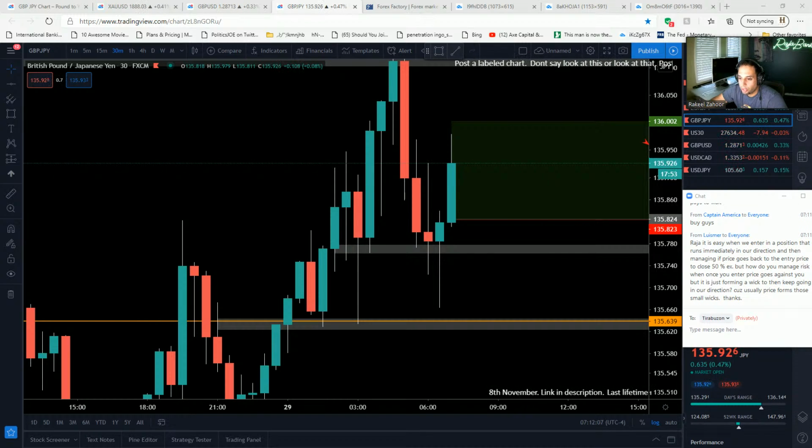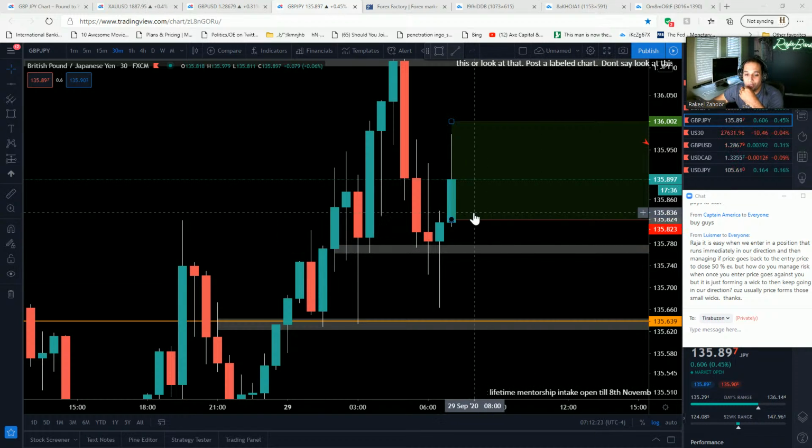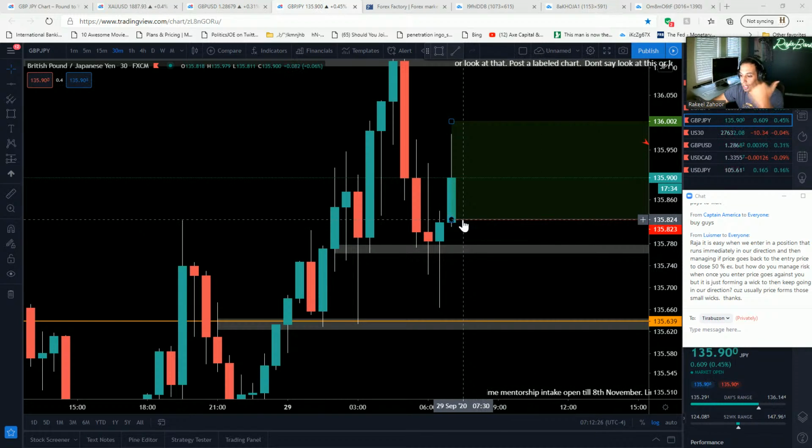Is it easy, when we enter a position that runs immediately in our direction, to manage it if price goes back to the entry and close 50%? But how do you manage risk when, once you enter, price goes against you but it's forming a wick in your direction? That comes with experience. So the question is, when you enter a position and price goes negative ASAP, how do you manage risk at that point? That comes with experience, you know.